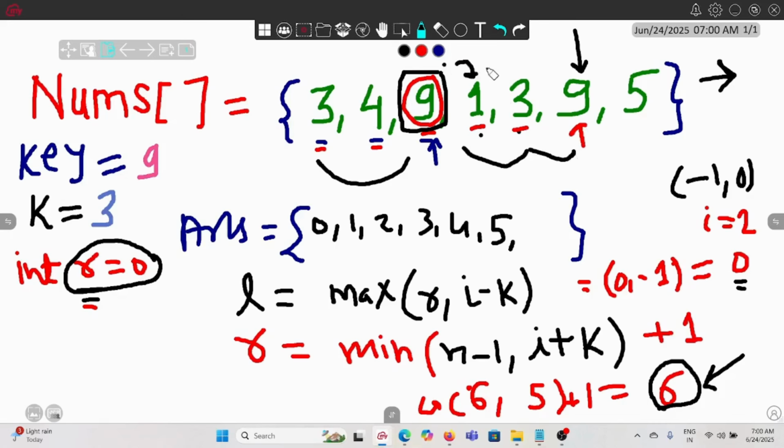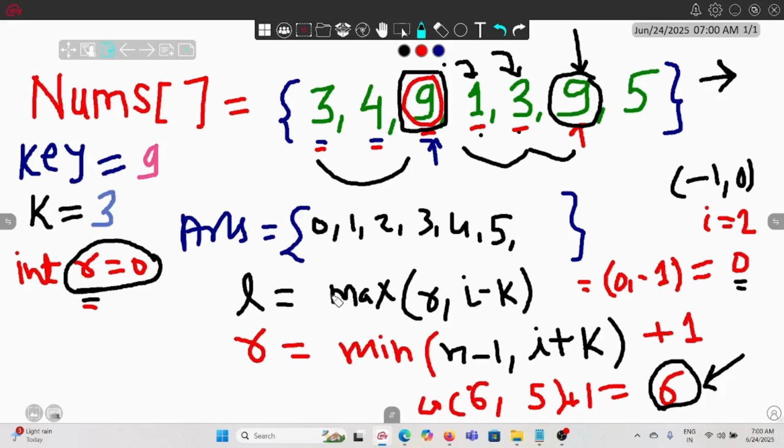We will keep on going. This is 3, we will keep on going. This is 9. Again we have found this key. So for this, what is the index of this key? 0, 1, 2, 3, 4, 5. 5 is the index. So again we will keep on doing the same thing.